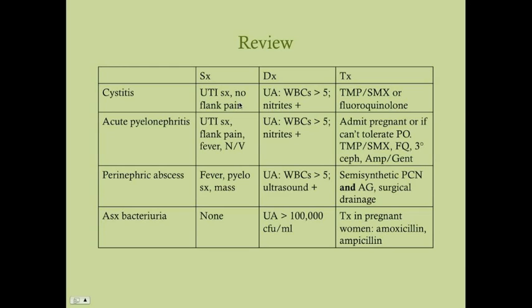Patients who have UTI symptoms and they do have flank pain and they tend to appear sicker are diagnosed with acute pyelonephritis rather than cystitis when they have the UA with white blood cells greater than 5. So acute pyelonephritis is all the same as cystitis except they have flank pain and they appear sicker.